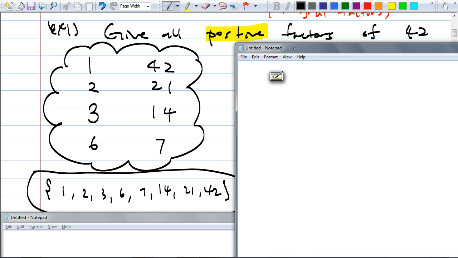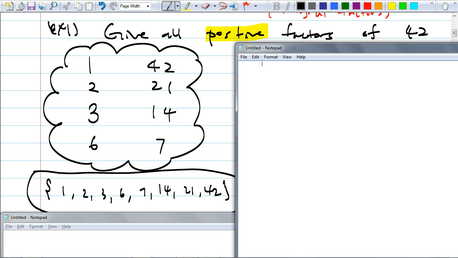Now, what if they ask for negative factors of 42? Well, it could be negative, right? Negative 1 times what gives you 42? Negative 42. But they only ask for positive. That's really not that hard. If they ask you negative, it would be the negative of all these, because negative times negative gives you positive. So that's not a big deal.